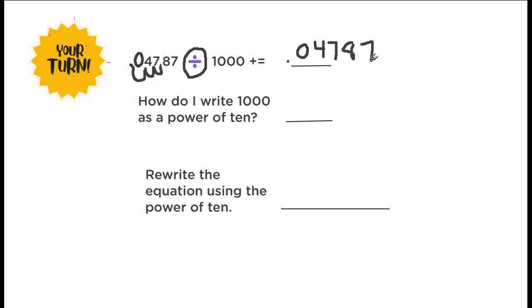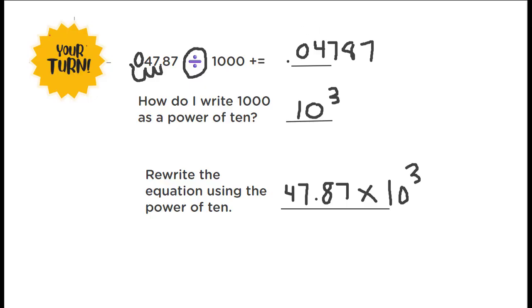How do I write 1,000 as the power of 10? You just did it on the last problem. 10 to the third power. And now we're going to write our problem out again. 47 and 87 hundredths times 10 to the third. I bet you're feeling pretty smart writing powers of 10, huh?